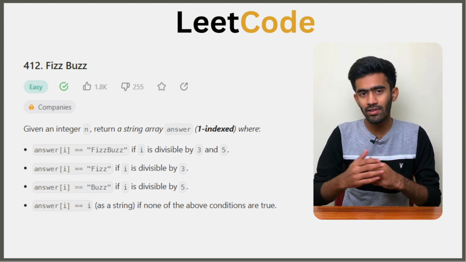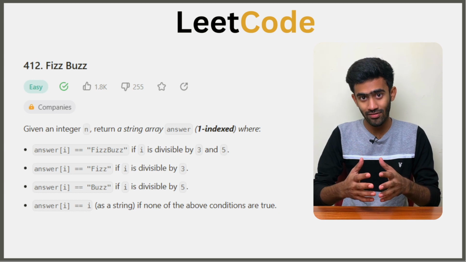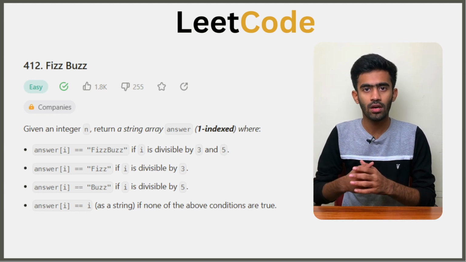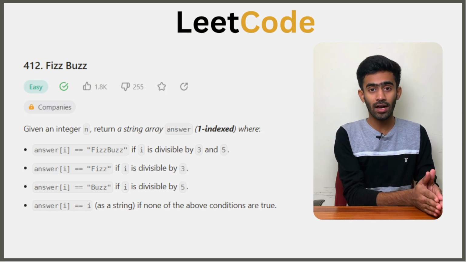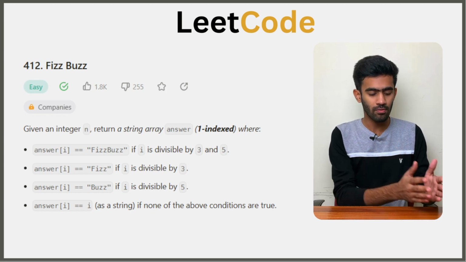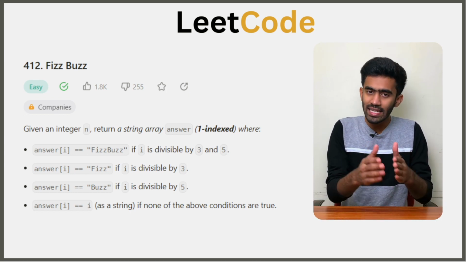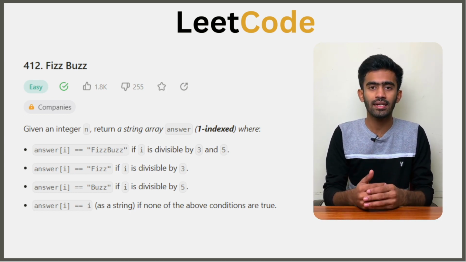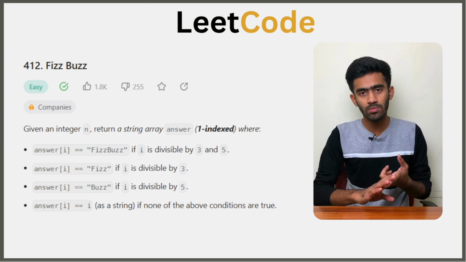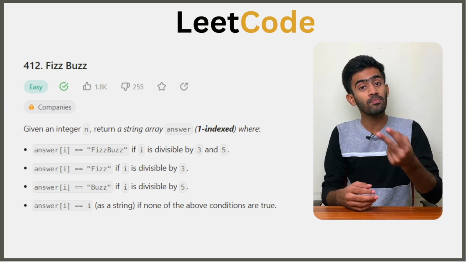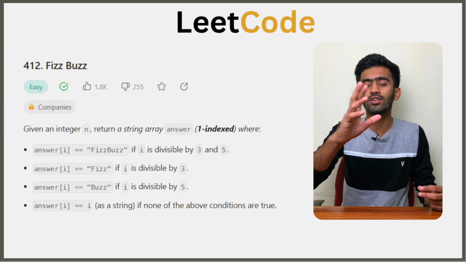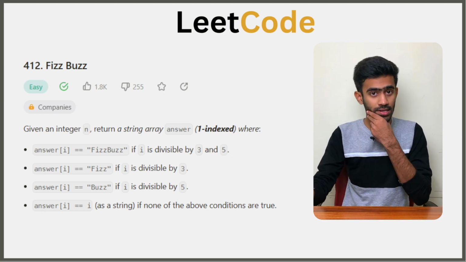Answer of i is equal to FizzBuzz if i is divisible by 3 and 5. So what do we mean by this? We have to iterate from 1 all the way until n. So there are totally n numbers from 1 until n. For each of these numbers, we are going to check whether the given number is divisible by 3 and divisible by 5. If it is divisible by both of them, then we add the value FizzBuzz into the answer array, that is the string array.